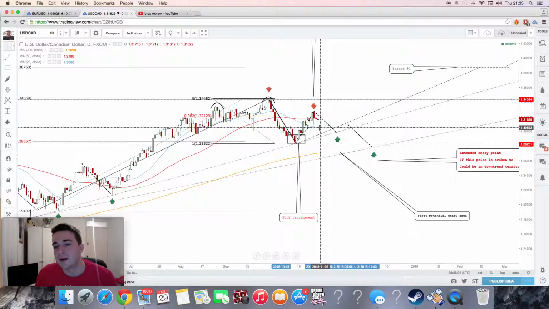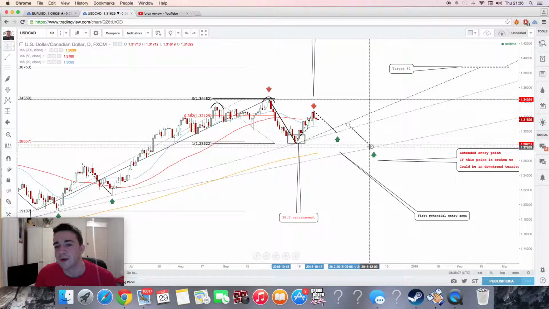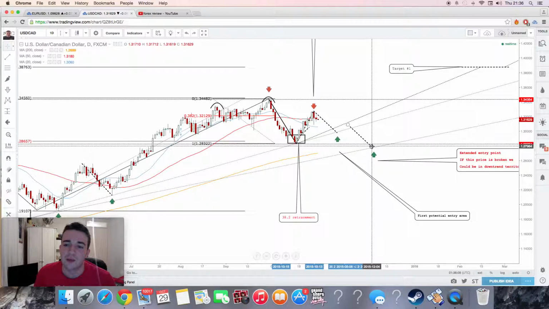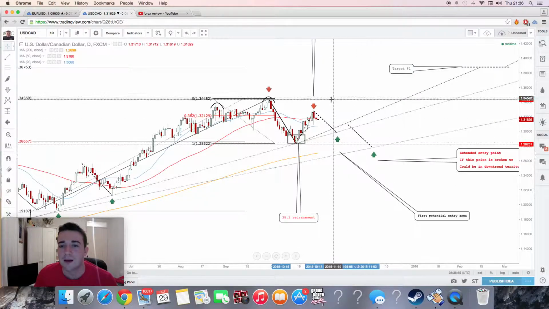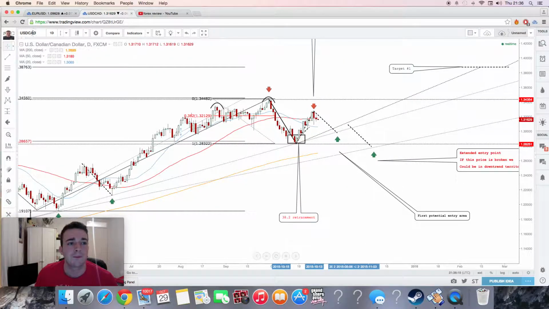So my opinion is, it will come down. First resistance here, first support here, second support here, and third support here. If it goes past this level here, we could even be in downtrend territory, but I'll update that later on as we go through the other videos. But for the moment, I'm looking for a markdown to one of these levels, and then we'll see what happens from there. Next pair.